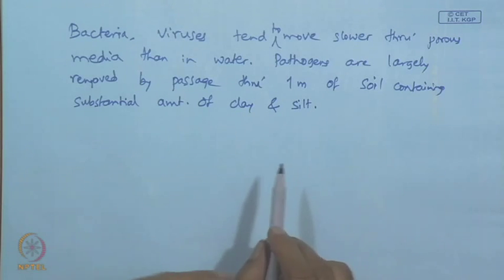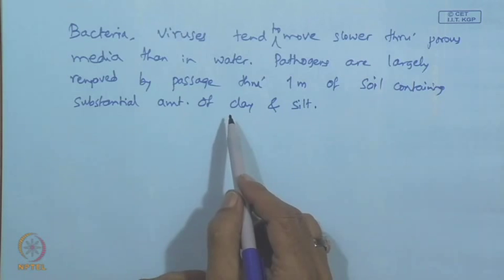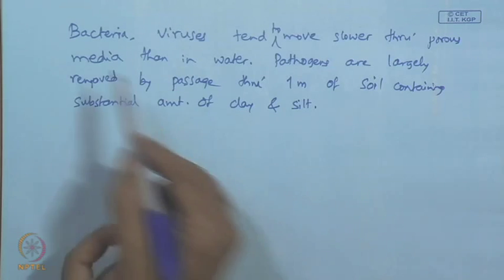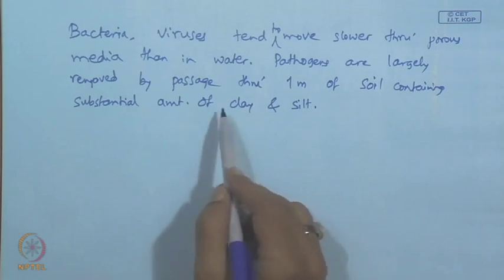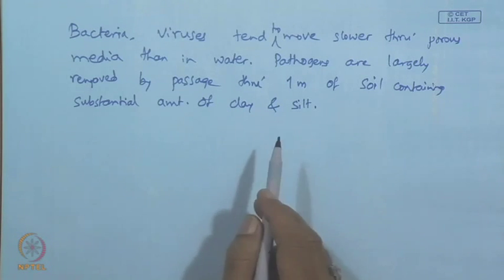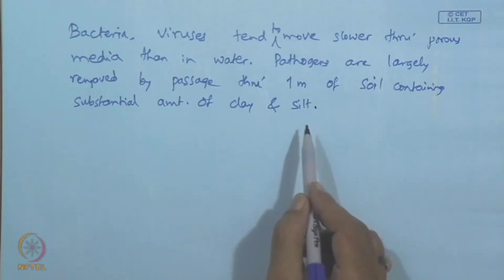So, basically when this clay and silt are present, they are fine textured soil. So, when this bacteria and virus are made to pass through them, obviously they are retained there and thereby the pollution is reduced.